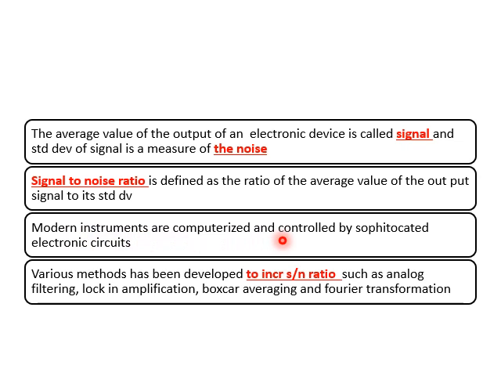Modern instruments are computerized and controlled by sophisticated electronic circuits. So there is less noise in modern instruments, due to computerization and control by sophisticated and complex electronic circuits. Various methods have been developed to increase the signal-to-noise ratio. If the noise is less, then the signal-to-noise ratio will be high. Such methods are analog filtering, lock-in amplification, boxcar averaging, and Fourier transformation. These are the methods to increase the signal-to-noise ratio, or we can say, to decrease the noise.